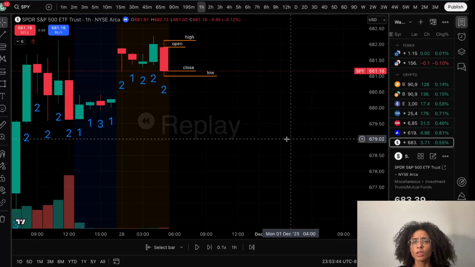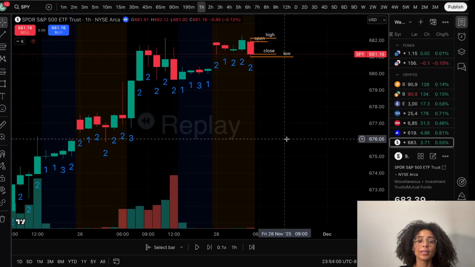And what else? There are certain types of candlesticks like dojis, hammers, pin bars, shooting stars, which is basically the opposite of a hammer. You do want to go ahead and check out those as well. Those do mean a lot, but again, that's the absolute basics.